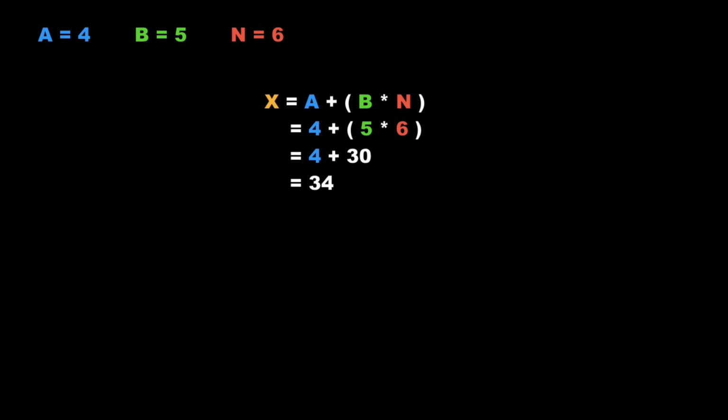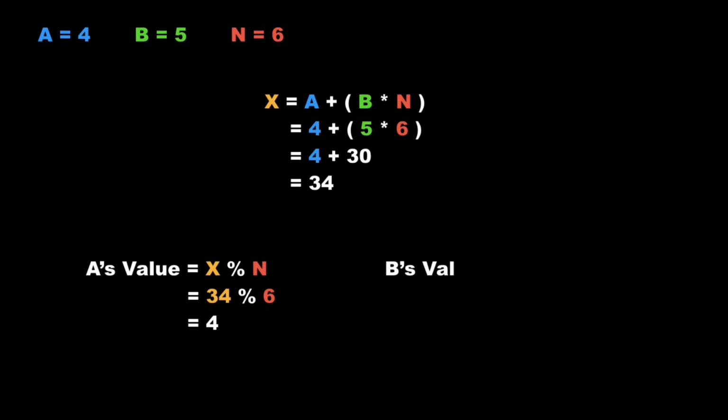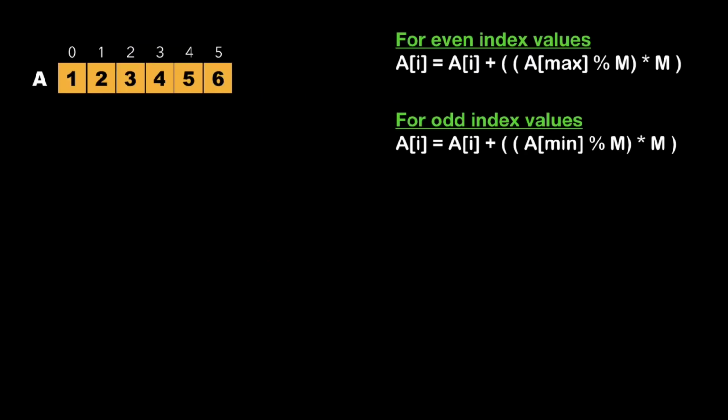And now if we want to retrieve back the values of a and b using x, we can do it as follows. A's value can be retrieved by using x mod n. So we get back the value of a as 4, and similarly if we want to retrieve back b's value, we can do it using x divided by n. So we get b's value as 5. So what we can observe here is that we can store the values of two numbers in a single number, and then while retrieving, if we want the value of first number, then we can perform the modular operation, and if we want the second value, then we can perform the division operation. So now head on to our actual problem.